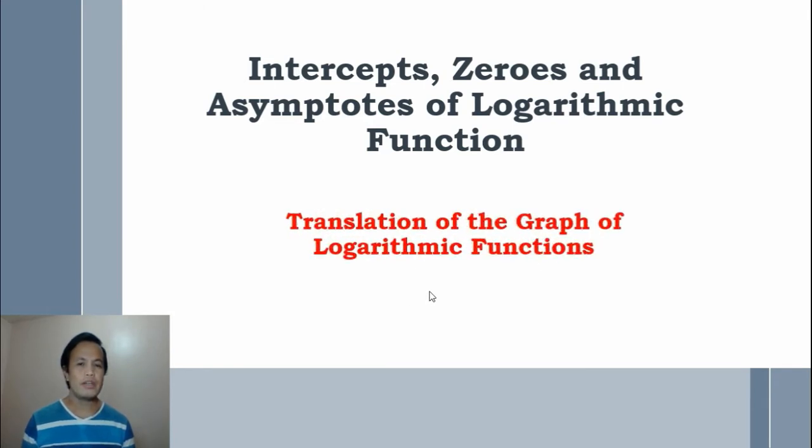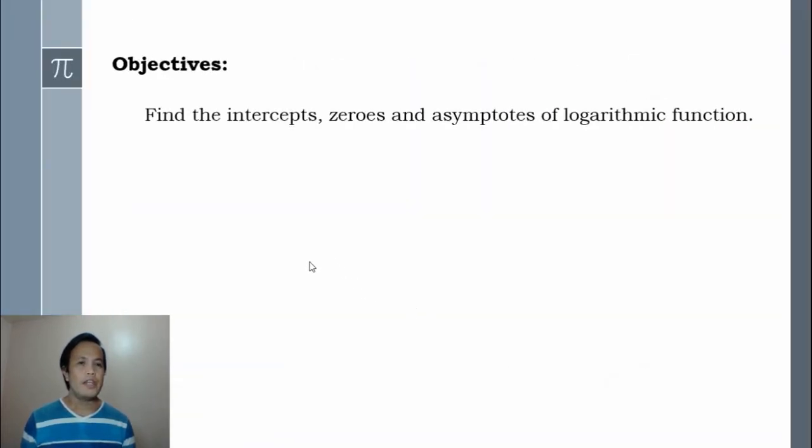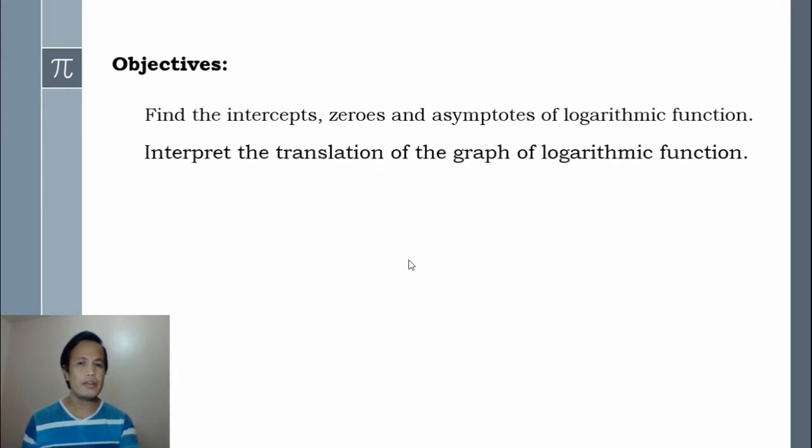For this video, my presentation is about the intercepts, zeros, and asymptotes of logarithmic function with a translation of the graph of logarithmic function. For the lesson objectives, at the end of this video, you should be able to find the intercepts, zeros, and asymptotes of logarithmic function and interpret the translation of the graph of logarithmic function.